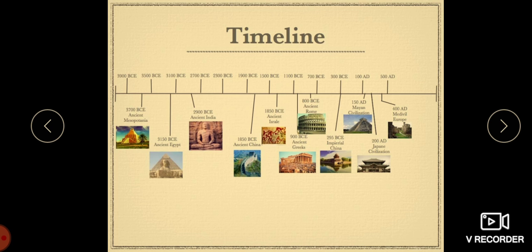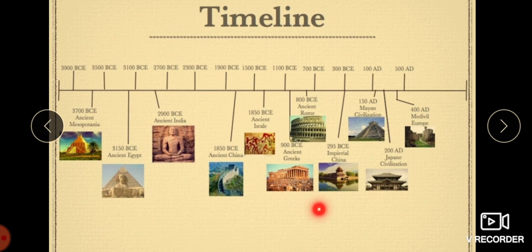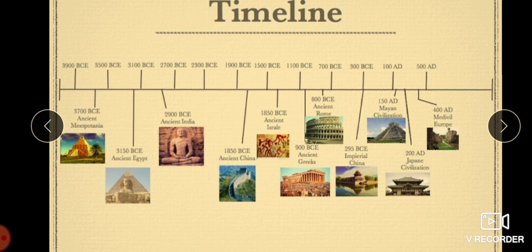We have many other civilizations which flourished in various parts of the world. At the time of the Indus Valley civilization, we can also see the Egyptian civilization, Mesopotamian civilization, and Chinese civilization in Africa and Asia. Now let us see the timeline, children.